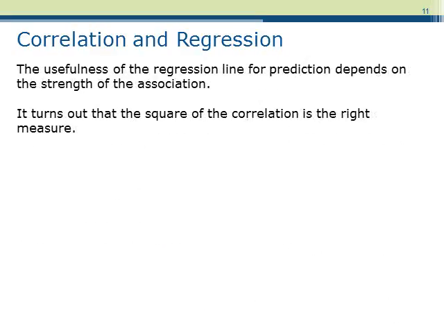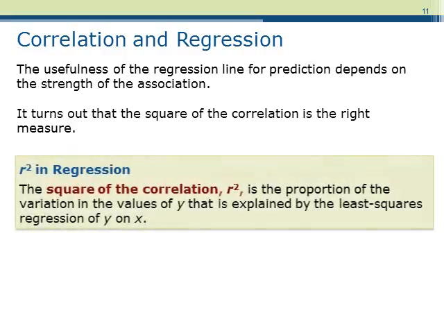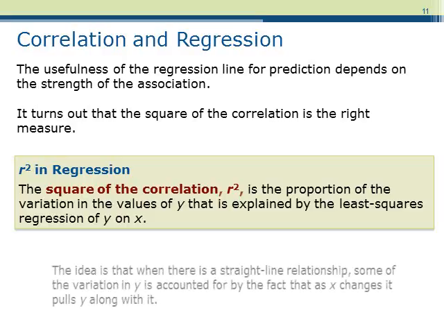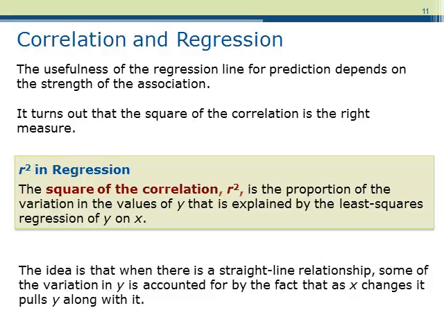The usefulness of the regression line for prediction depends on the strength of the association. It turns out that the square of the correlation is the right thing to look at when determining this usefulness. In general, the square of the correlation, r squared, is the proportion of the variation in the values of y that is explained by the least squares regression of y on x. The idea is that when there is a straight line relationship, some of the variation in y is accounted for by the fact that as x changes, it pulls y along with it.